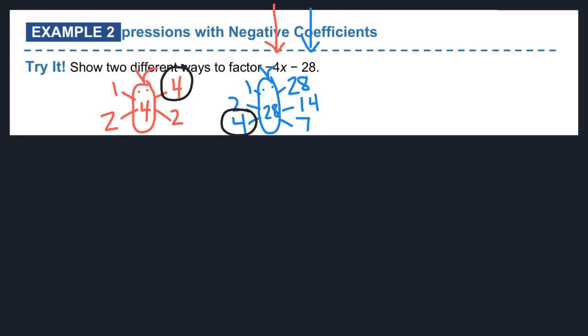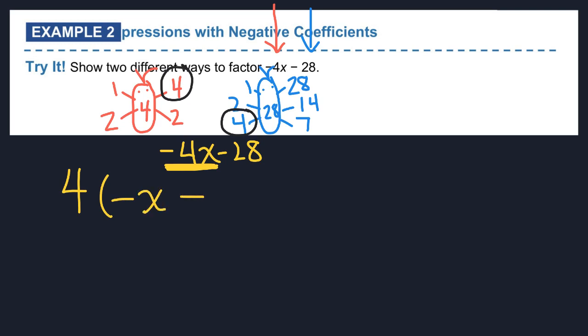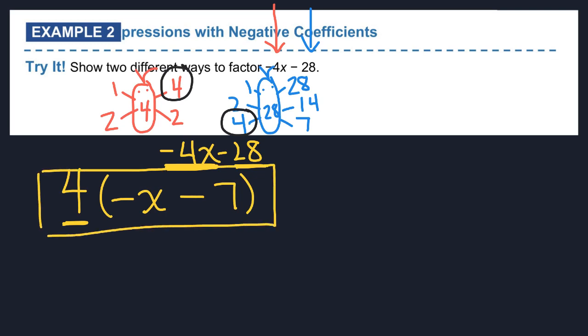All right, there's two ways of pulling this out. I can pull out a positive 4. Remember, my expression was negative 4x minus 28. If I pull out a positive 4 and I need it to be negative 4x, I am missing the negative and the x. Use my subtraction sign. On the 28 bug, one of the legs is 4 and the other one was 7. That is one answer. But let me give you a different option.